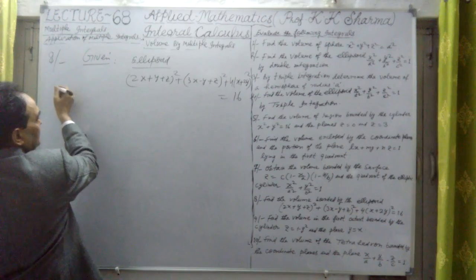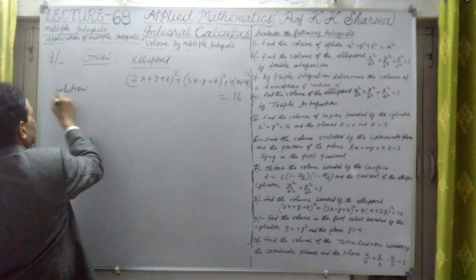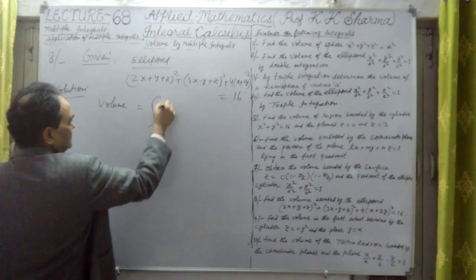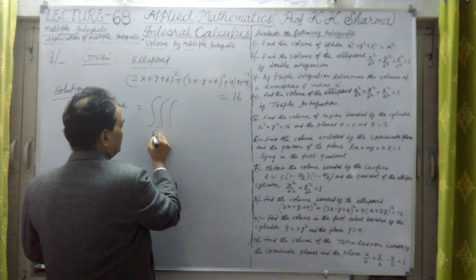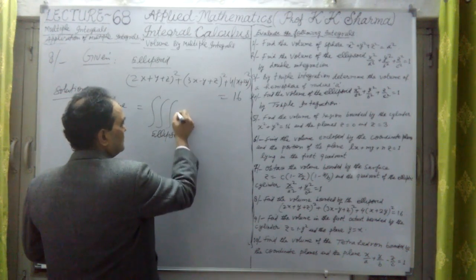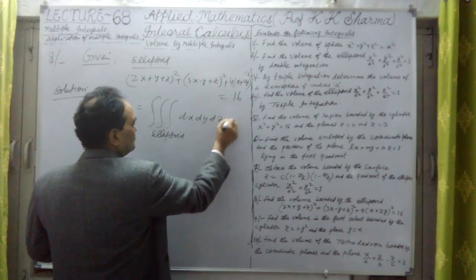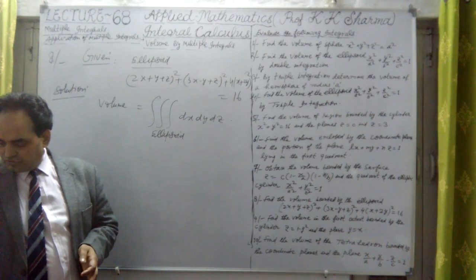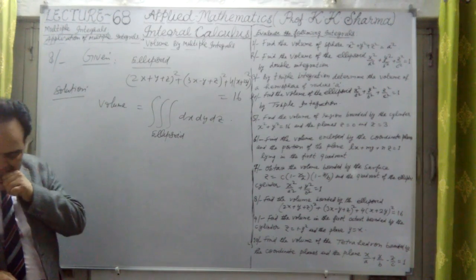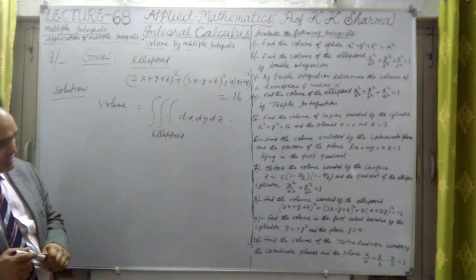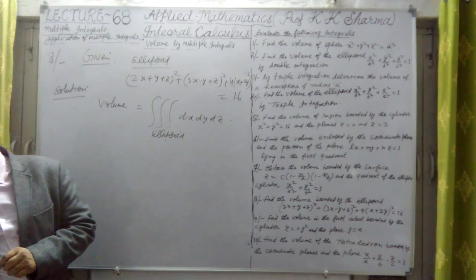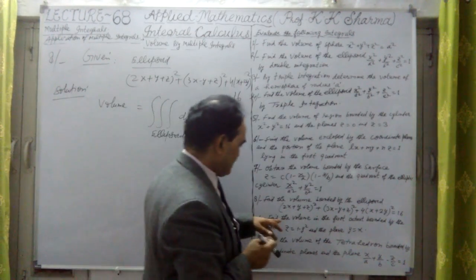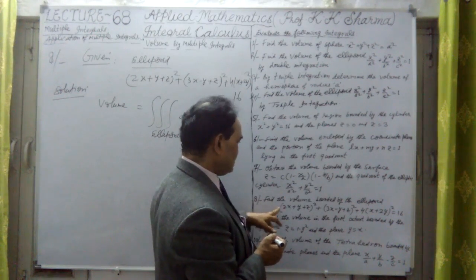Okay, let me solve it. Now the volume of an ellipsoid is a triple integration. Let me take this ellipsoid here, with dx, dy, dz. No problem, this is the volume. So this is the ellipsoid we are given here. Okay, find the volume bounded by the ellipsoid.